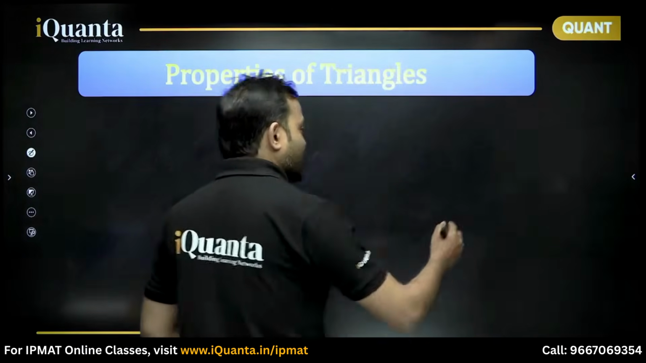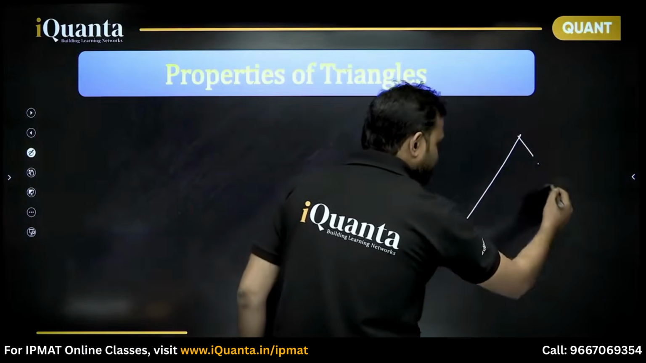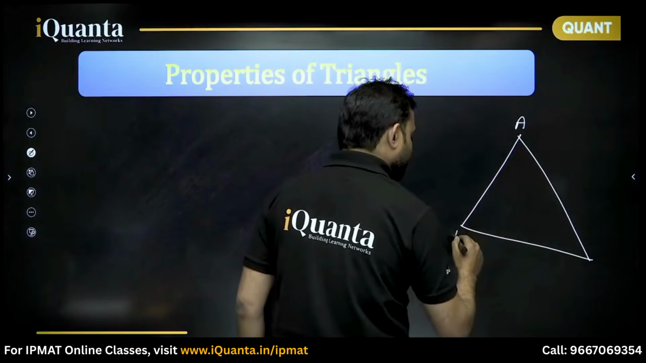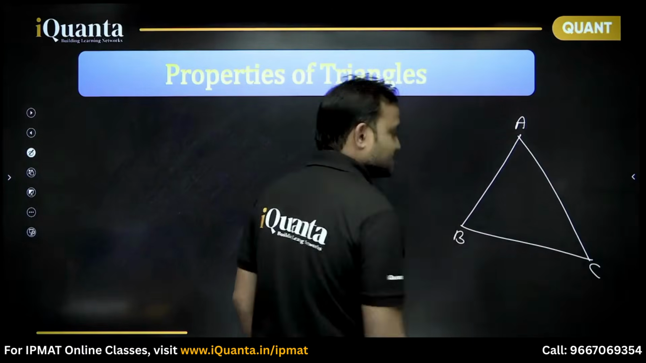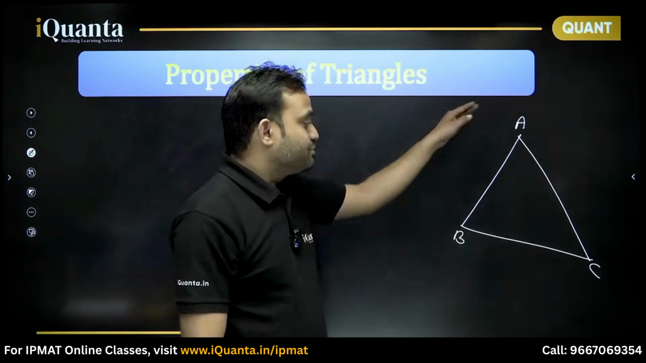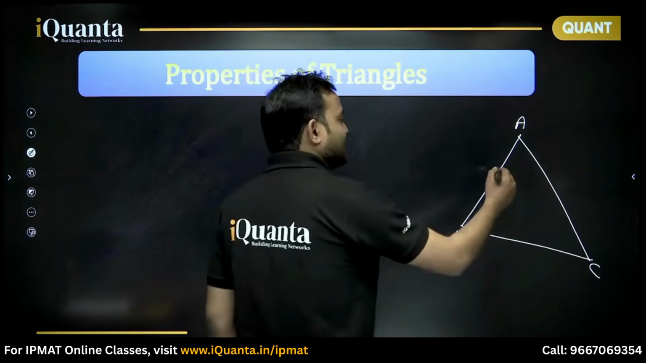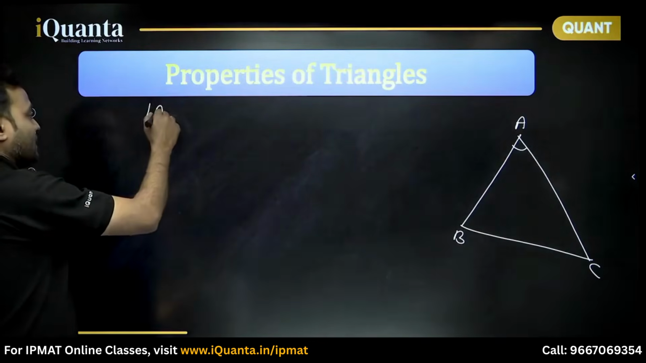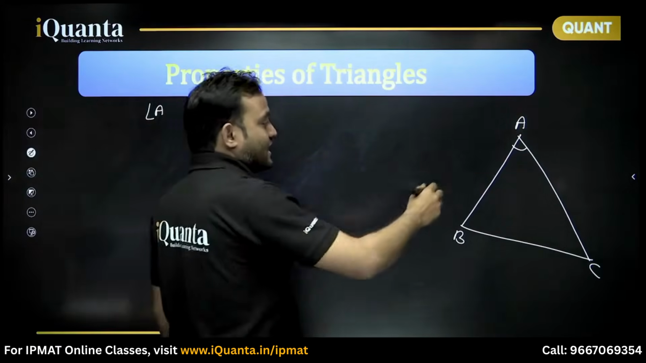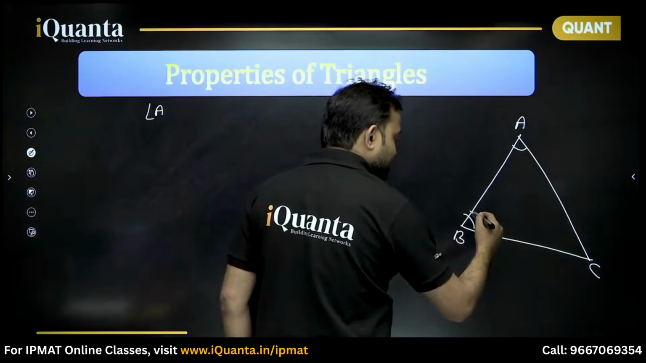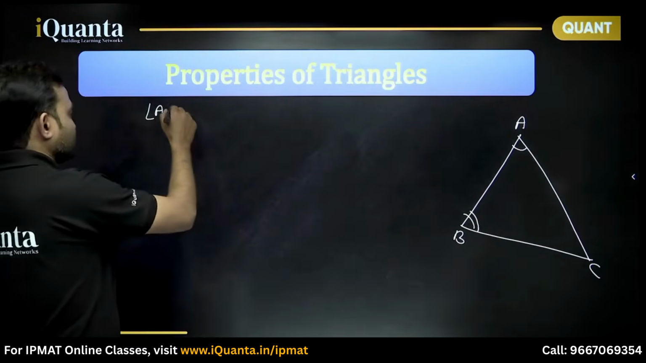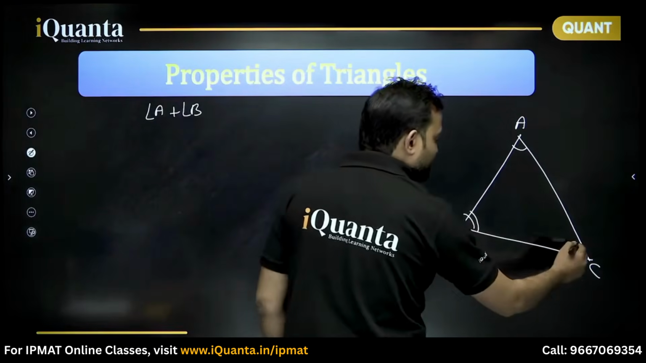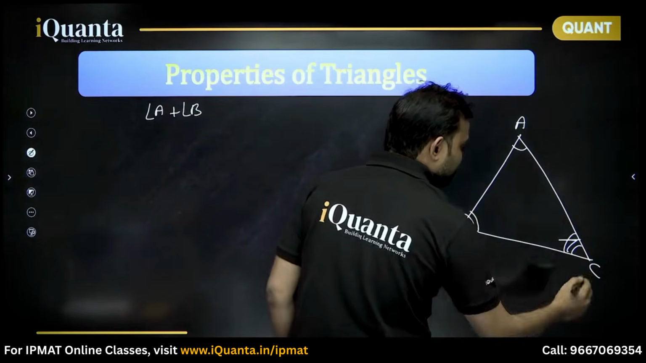So in a triangle, there are three vertices, vertex A, vertex B, and vertex C. Angle BAC we can call angle A. Angle ABC we can call this as angle B. And then angle ACB we can call this as angle C.